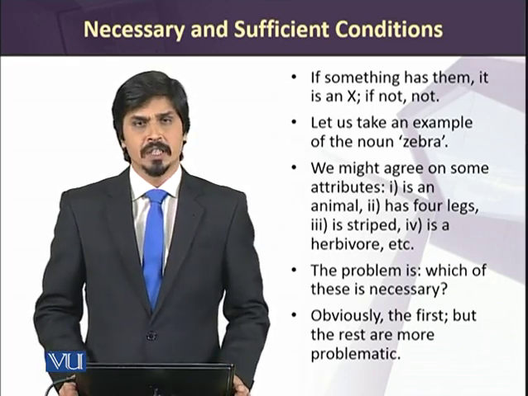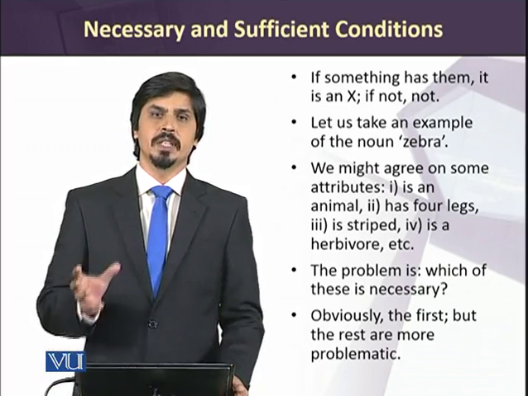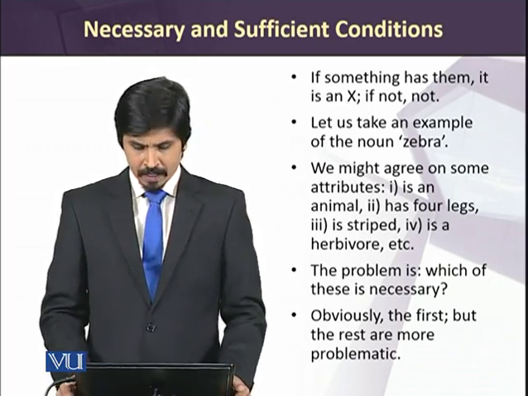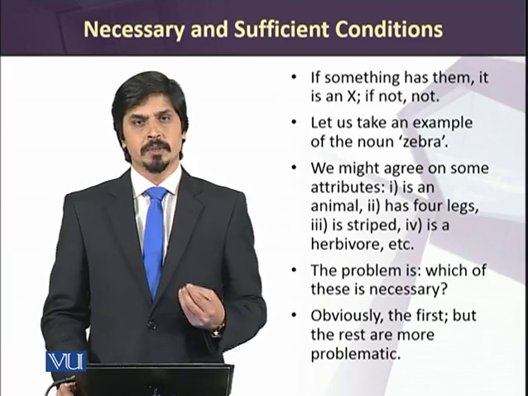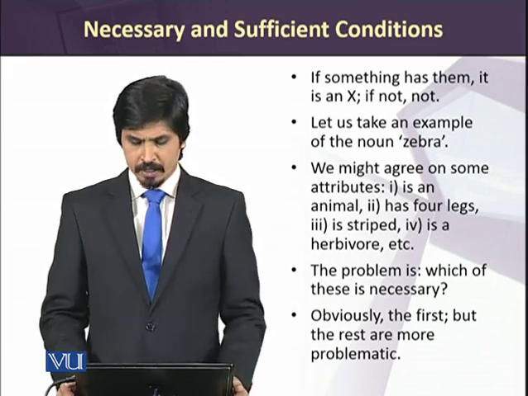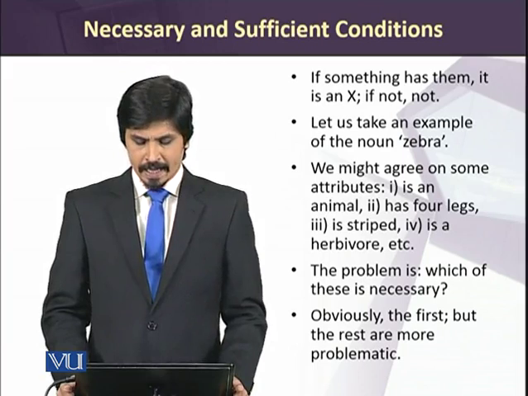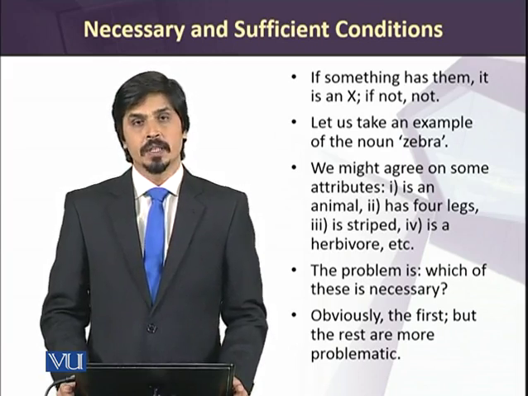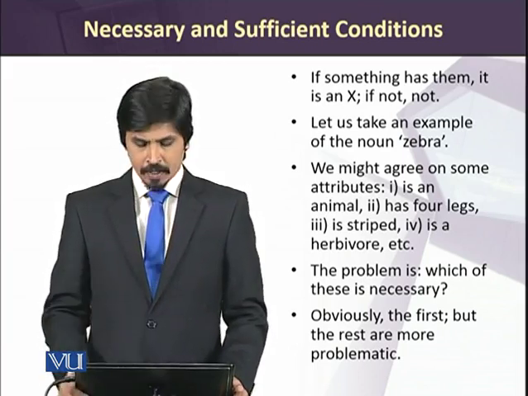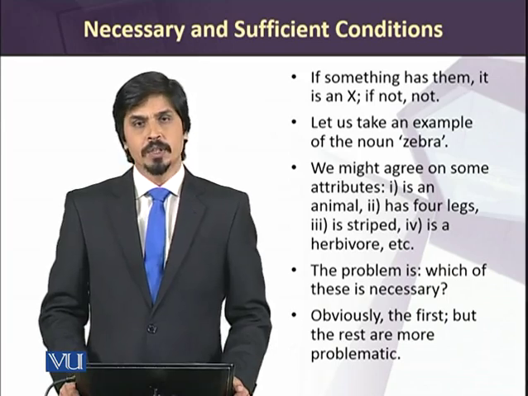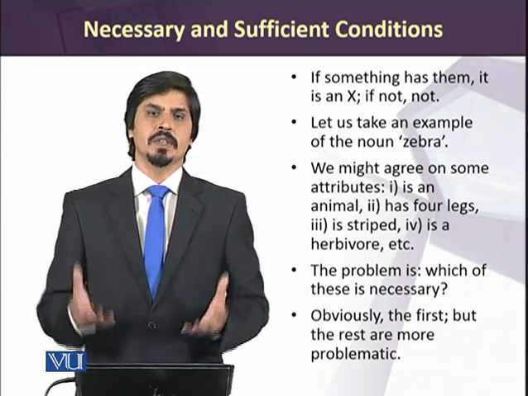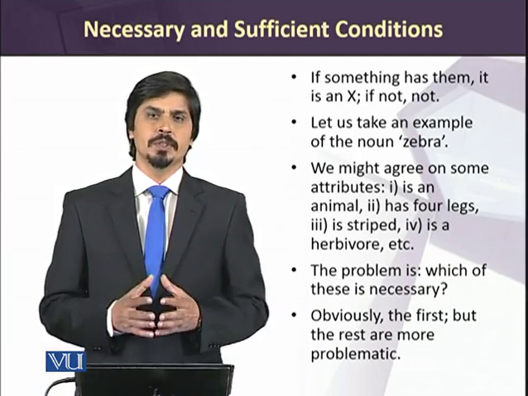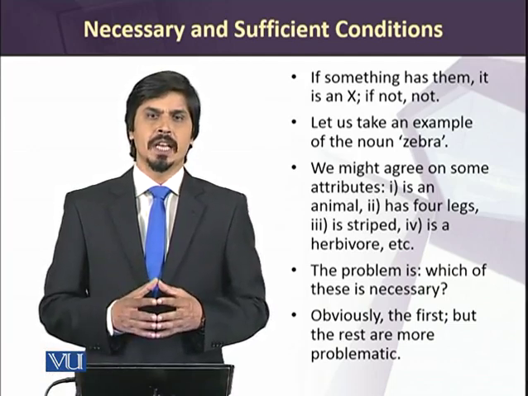Let's go for another example. We all are familiar with the word zebra. We might agree on some of the attributes of a zebra. It's an animal, it has four legs, is striped, and is a herbivore. It eats herbs. The problem is, which of these conditions is necessary? If you ask a plain question, probably the first one. First of all, it's an animal.